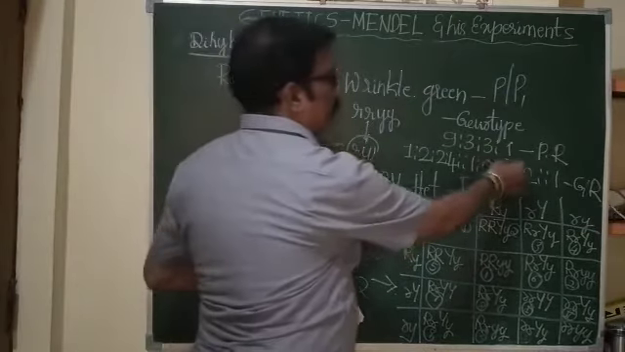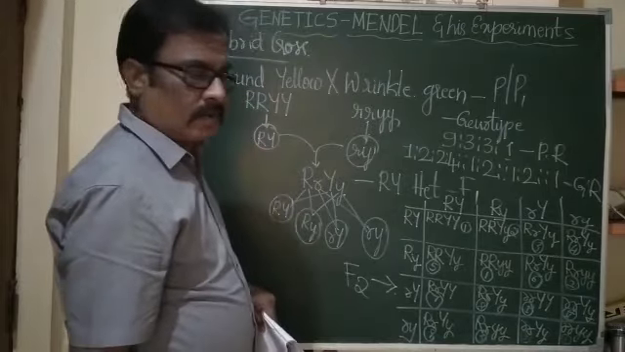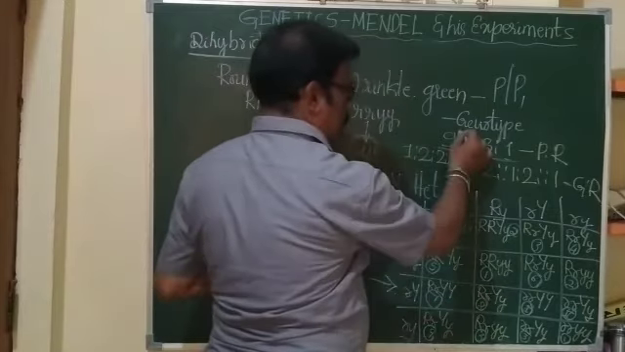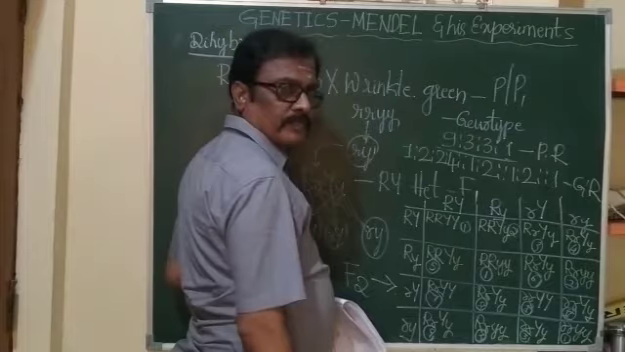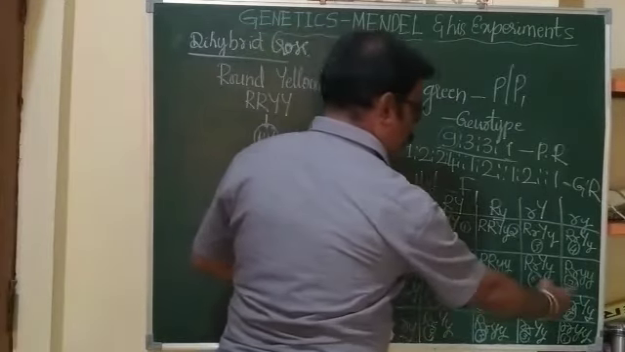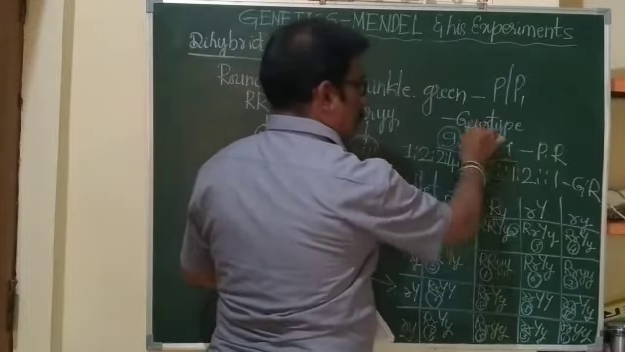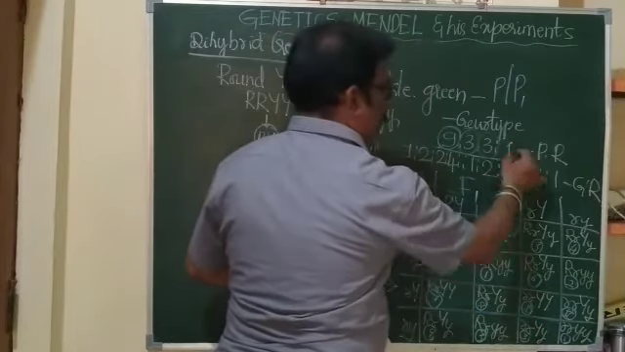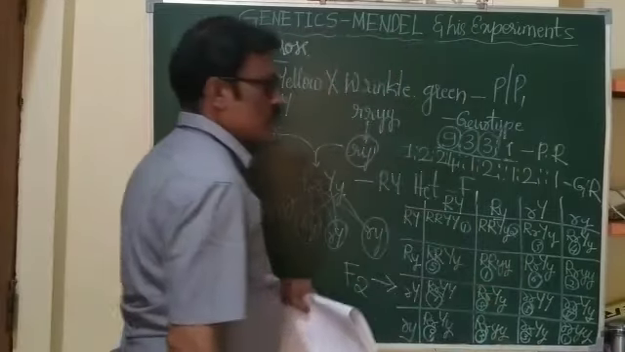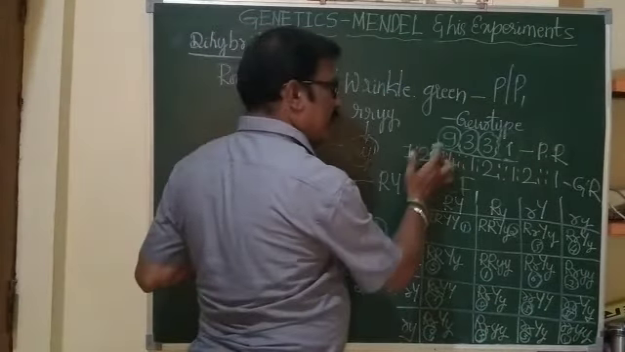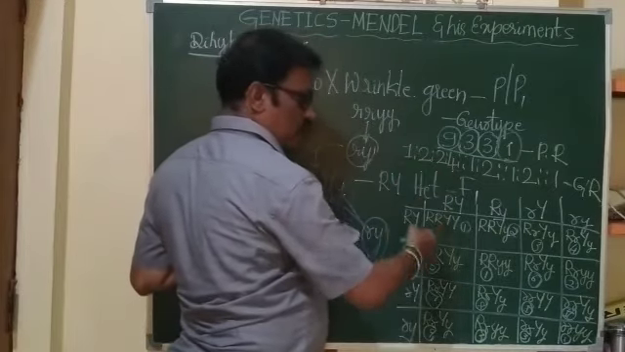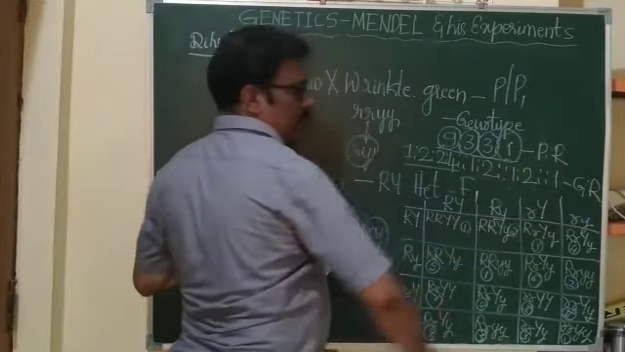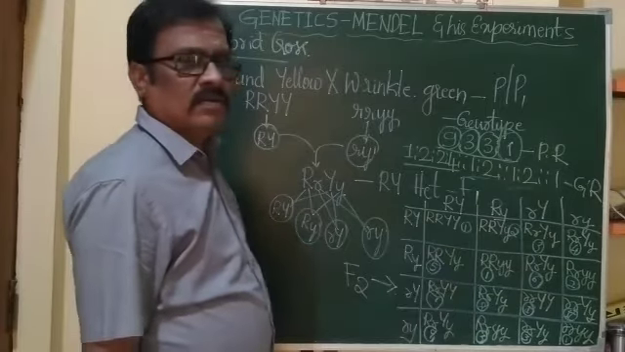So observe the ratio 9:3:3:1. Round yellow 1 to 9, round green 1, 2, 3, wrinkled yellow 1, 2, 3, wrinkled green 1. That is 9:3:3:1. And you divide the 9 into 1:2:2:4 on the basis of the genotypes, and then 3 into 1:2, again 3 into 1:2, and lastly 1. That is found in this checkerboard.